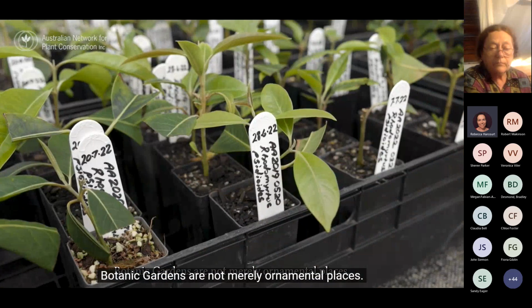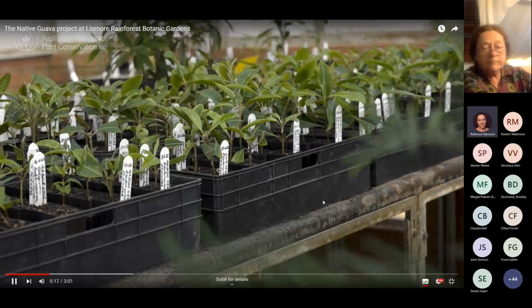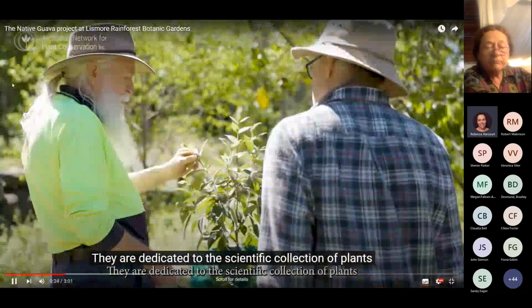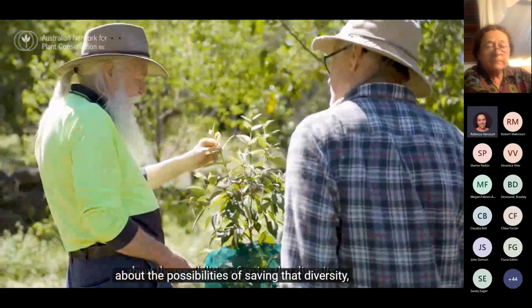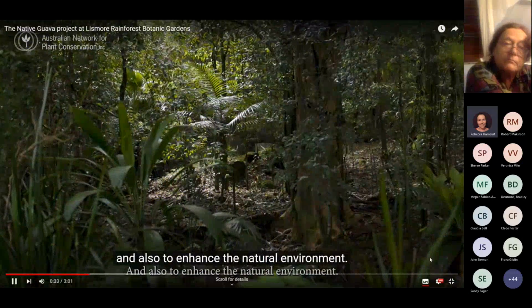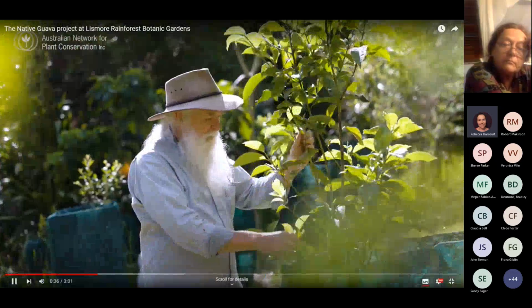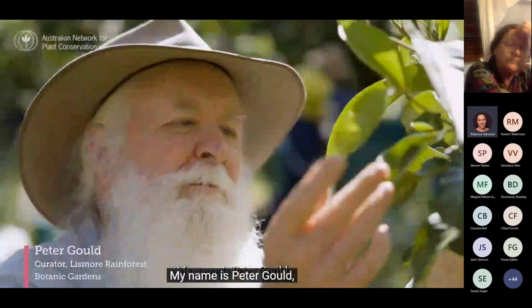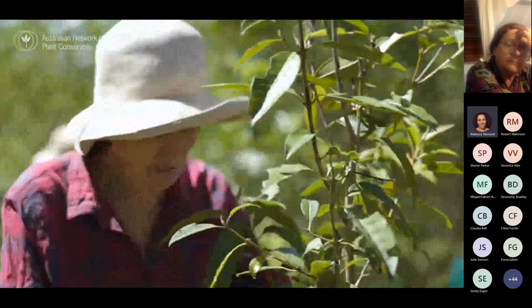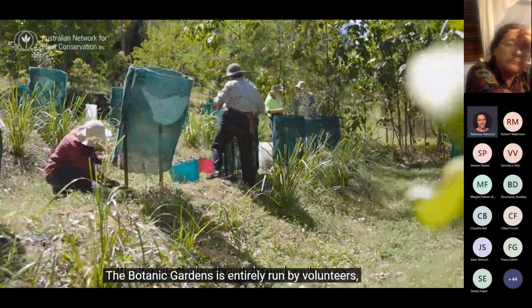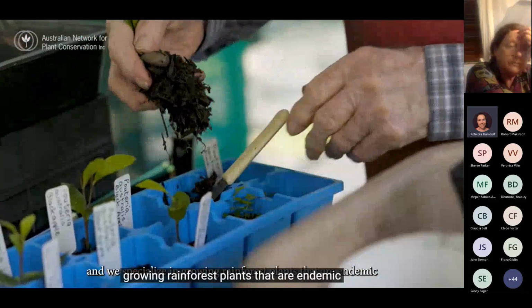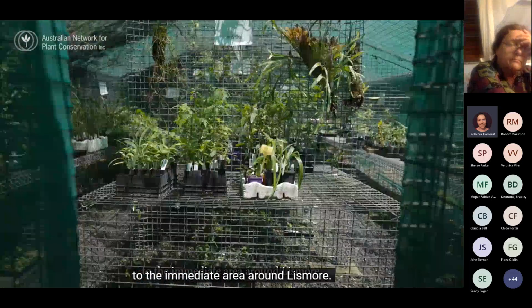Botanic gardens are not merely ornamental places. They are dedicated to the scientific collection of plants, and our role is to educate people about the possibilities of saving that diversity and also to enhance the natural environment. My name is Peter Gould, and I'm the curator at the Lismore Rainforest Botanic Gardens. The Botanic Gardens is entirely run by volunteers, apart from one person from council, and we specialise in growing rainforest plants that are endemic to the immediate area around Lismore.